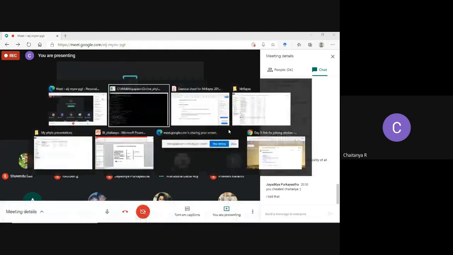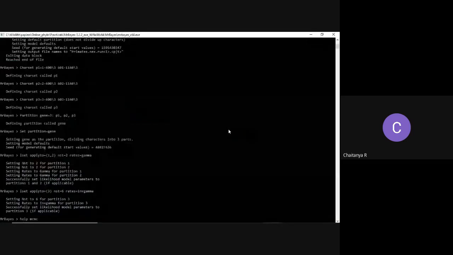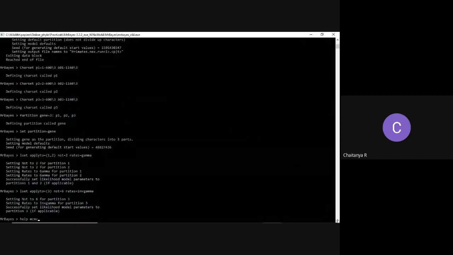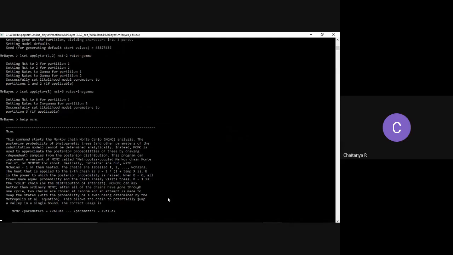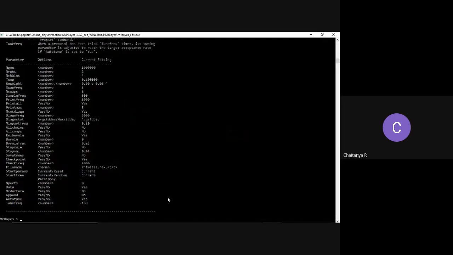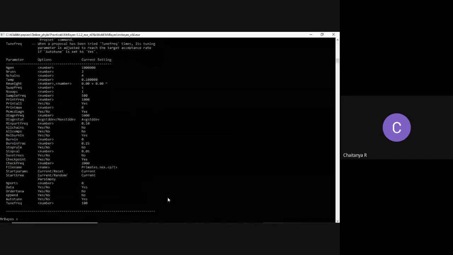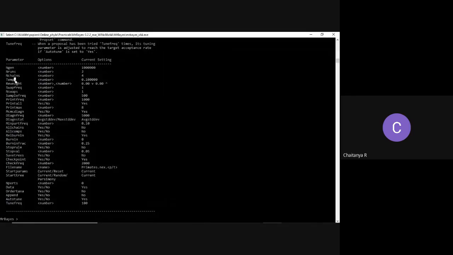Cool. So I'm just going to run this command called help MCMC. MCMC stands for Markov Chain Monte Carlo, right? And so help MCMC will basically give you the exhaustive list of parameters that this command can take, and you don't have to remember all these parameters. A lot of parameters went past, they scrolled past the screen. You can take a look at all of that later. The important ones are here, right? The parameter called ngen, which basically means how many generations you want to run the Markov chain for. That is the most important parameter.